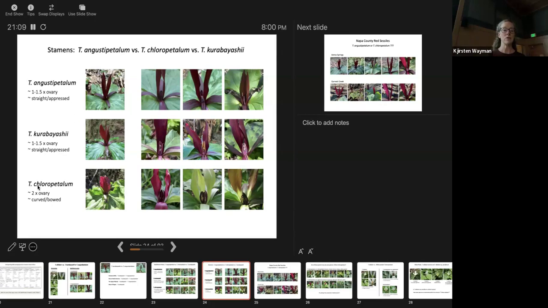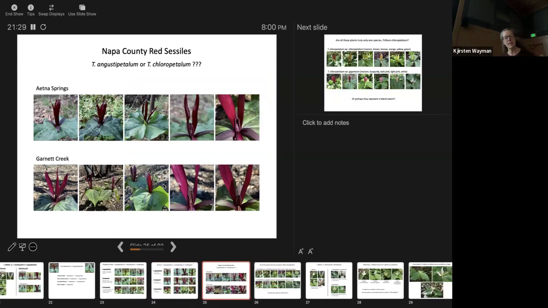But they differ from Trillium chloropetalum. Trillium chloropetalum has stamens that are about twice the height of the ovary. They're curved or bowed about that ovary, and so they are more easily distinguished from the other two. And in addition, we've got that petal color variation in these populations as well.